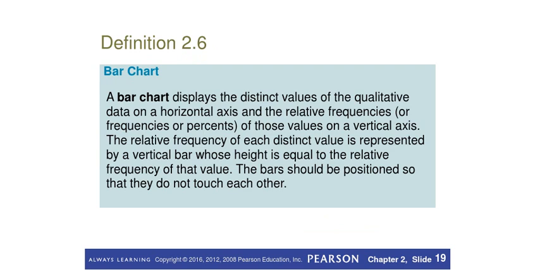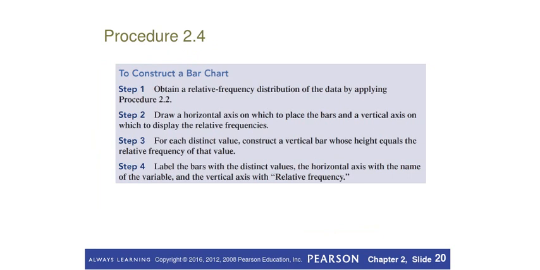Another type of chart that we use very often is called a bar chart, and that displays the distinct values of the qualitative data on a horizontal axis and the relative frequencies, or the frequencies themselves, or percents of those values on a vertical axis. The relative frequency of each distinct value is represented by a vertical bar whose height is equal to the relative frequency. So that's kind of like the wedge of our pie chart. The height of the bar itself represents that frequency, and the bars should be positioned so that they do not touch each other.